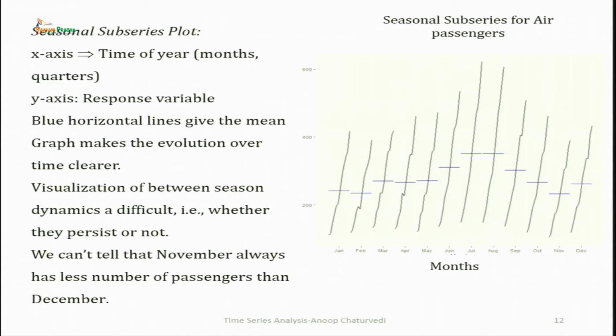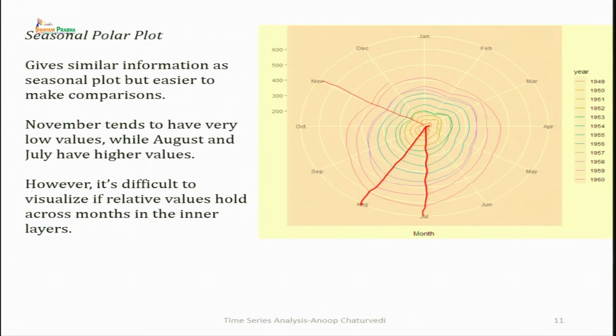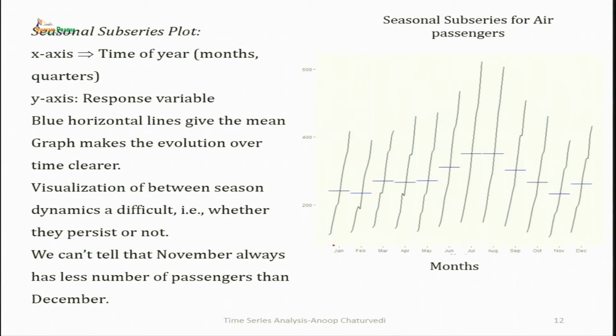In the air passengers data, we started from 1949, then we went up to 1960. So, this is the plot of the time series for the month of January from 1949 to 1960. The second graph is the plot of observations for the same years 1949 to 1960 for the month of February. The third one is for the month of March, and so on.